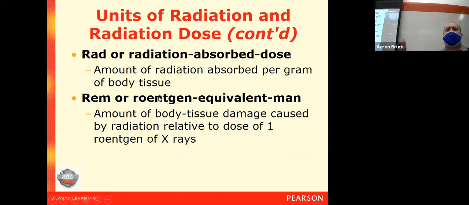So some other units of radiation, we have the RAD, R-A-D, stands for the radiation absorbed dose. The RAD is something that is standardized per gram of body tissue. So a RAD would be how much radiation is absorbed per gram of matter.